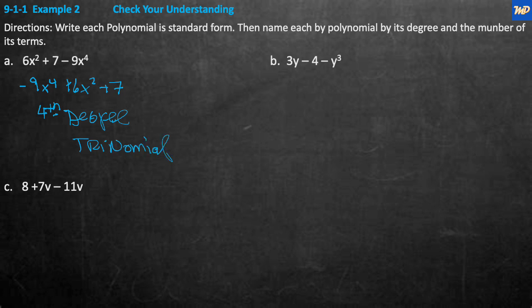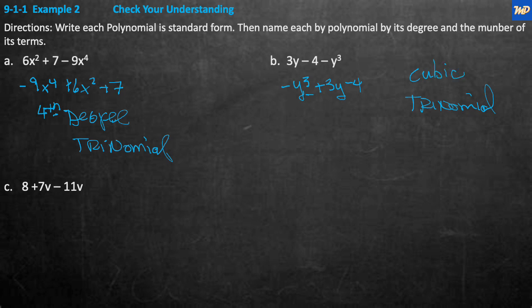Okay, let's do B. Let's put it in order. Changing the order, we're going to have minus y to the third, and then we have plus 3y, and we have minus 4. Okay, so this is a trinomial. And what kind? It's to the third power, so that means cubic.